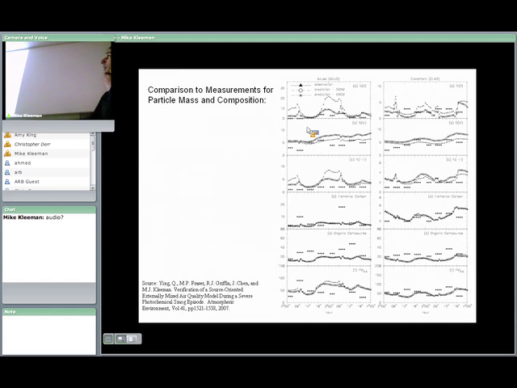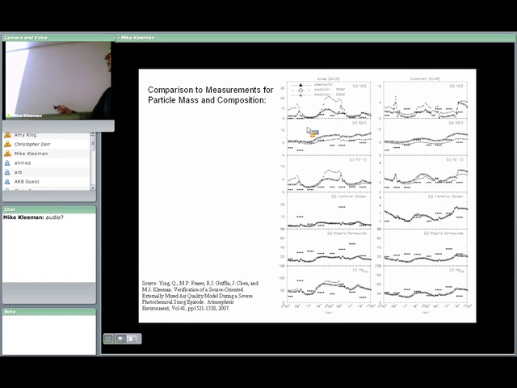And of course, we compare the model predictions to the measurements. Particle modeling is harder than ozone modeling because ozone is one chemical and particles are 1,000 chemicals. Ozone is a gas phase. Particles are many, many different sizes. And so it's harder to get the particle model to represent reality.